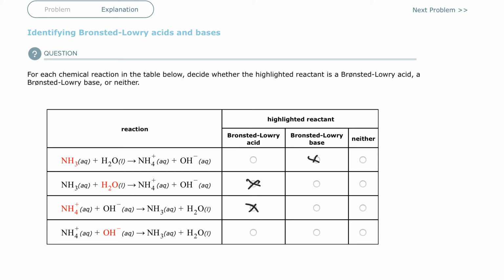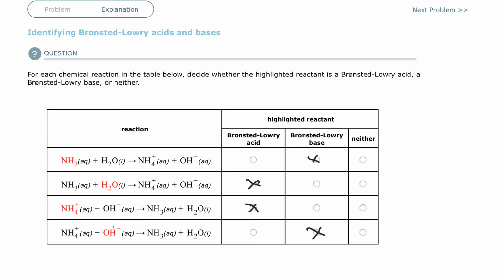And what's the last one? I've got hydroxide. Well, this is the same. The hydroxide becomes water, so the OH becomes H2O, going from negative to neutral. So it's receiving the proton. The ammonium has the H+ and becomes ammonia, so it's giving away the proton. So it's the acid. This is the base. So this is the Bronsted-Lowry base.